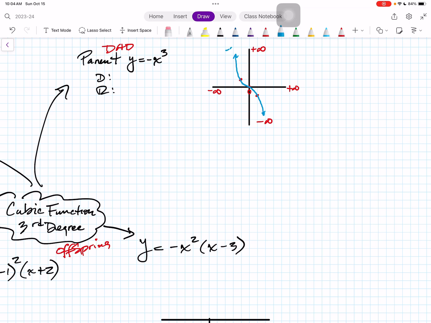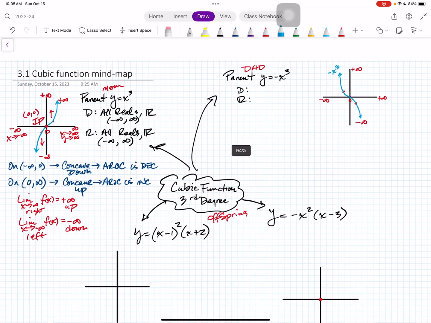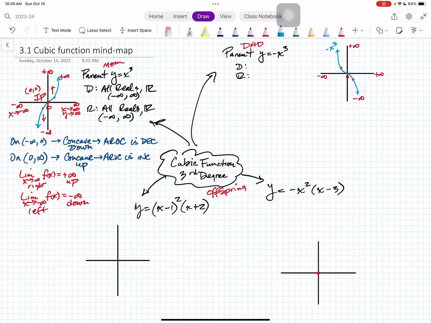There's negative x cubed. And notice that it looks a little different compared to mom. It's curved differently. The end behavior is different, and that's typical of mom and dad. They're different people. And these are different functions, but they have similarities.